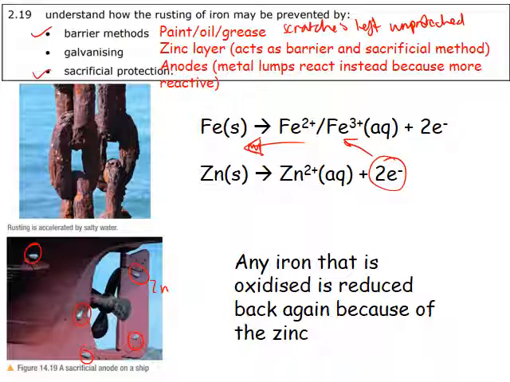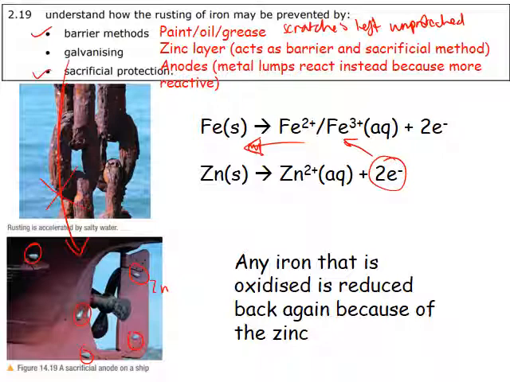Now, galvanizing is a mixture of a barrier method and a sacrificial protection, because you layer something. Normally, it's something small, because large ships like this you can't galvanize. It's just too big. So normally, like small watering cans or something like that, or jewelry or things like that, you'll galvanize. So galvanizing is a mixture between a barrier method and a sacrificial protection.